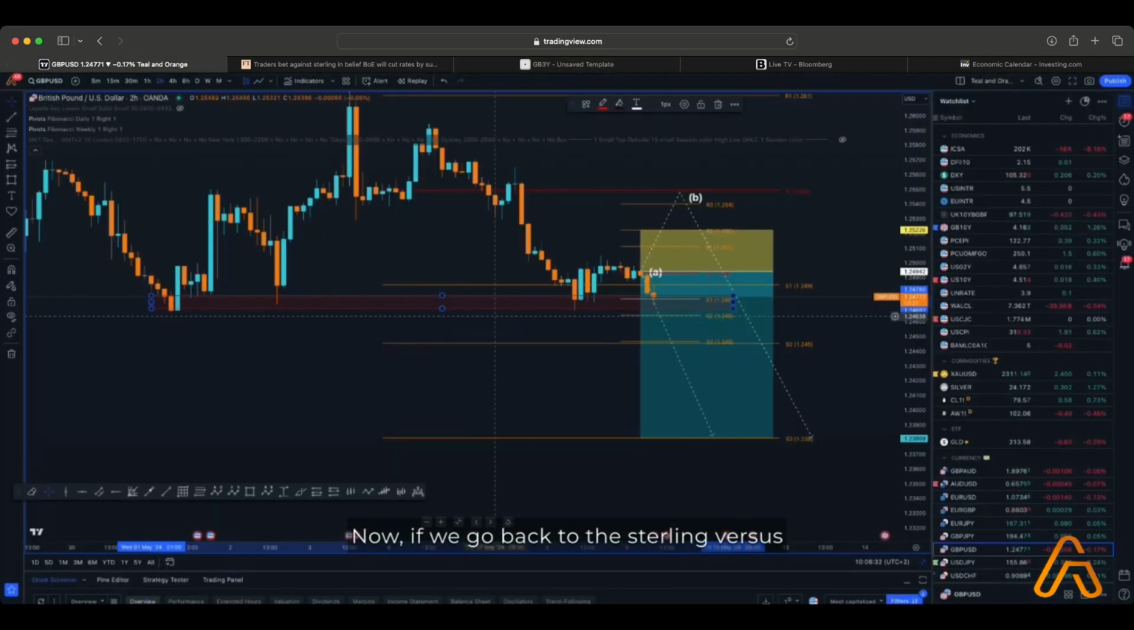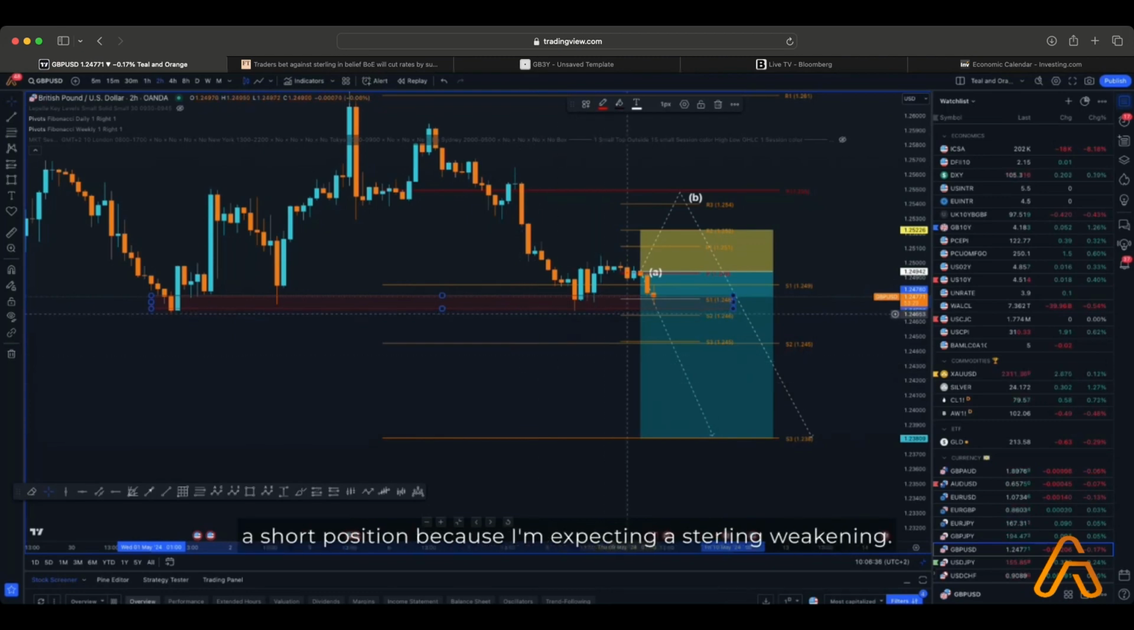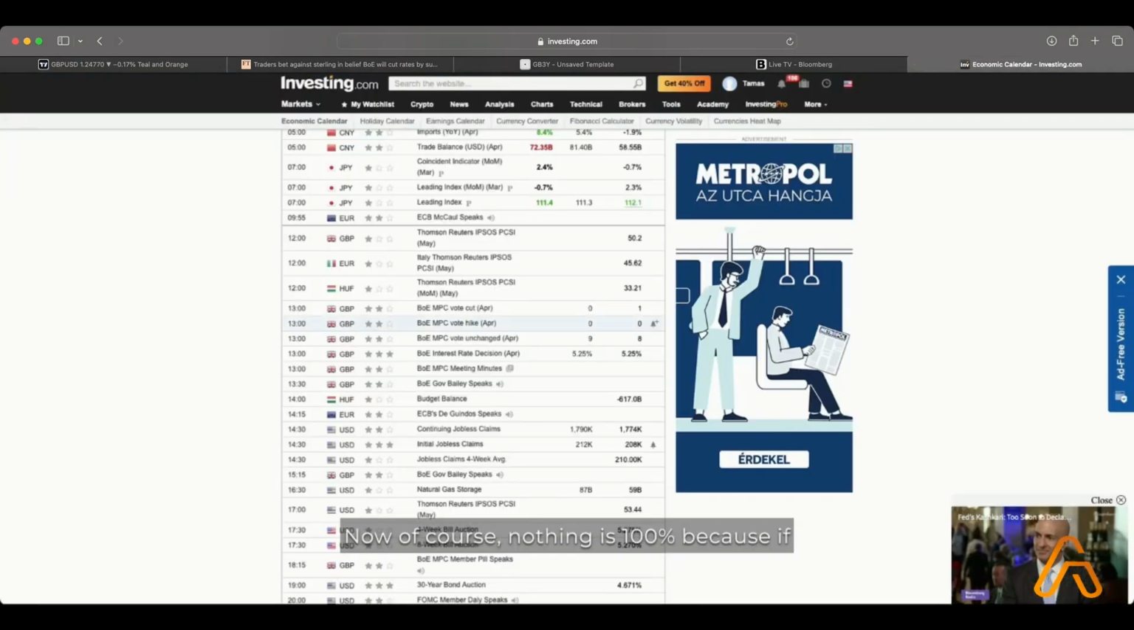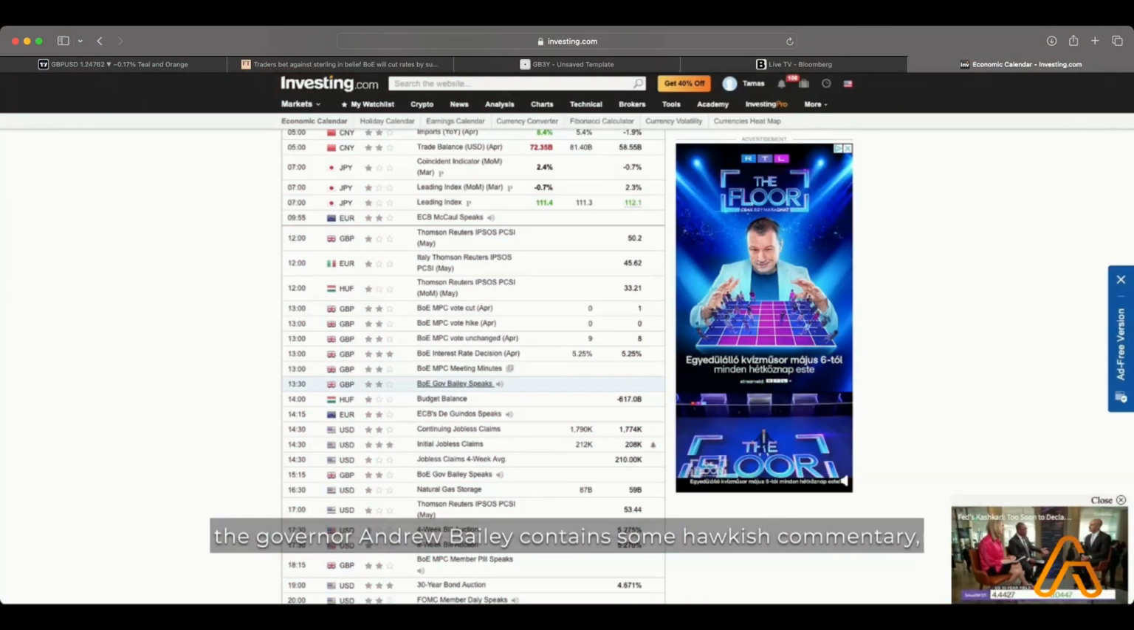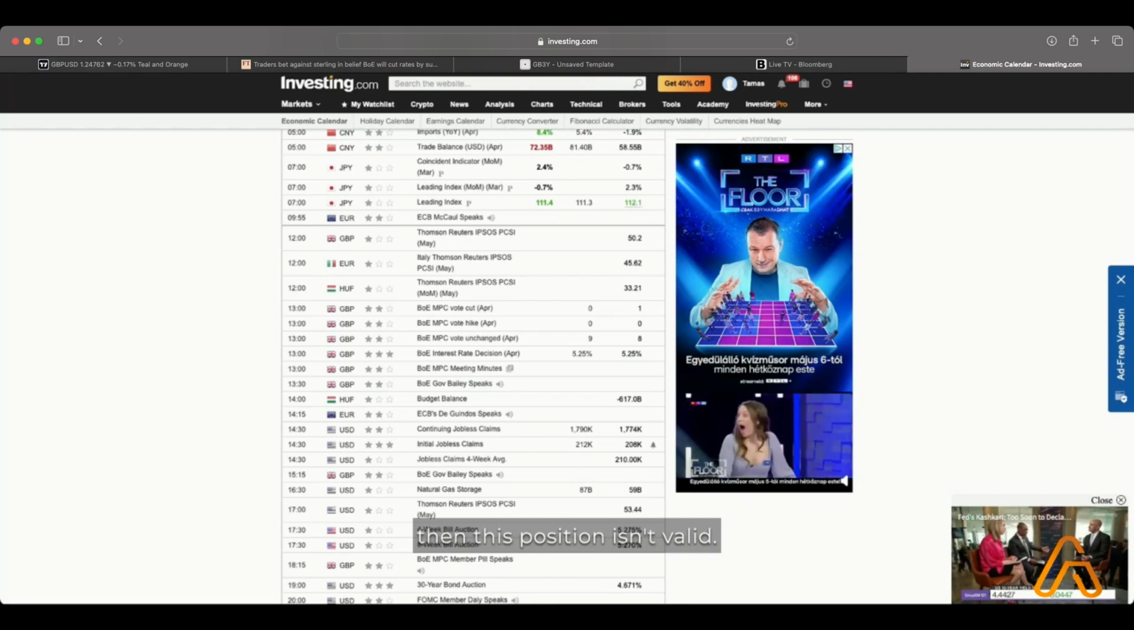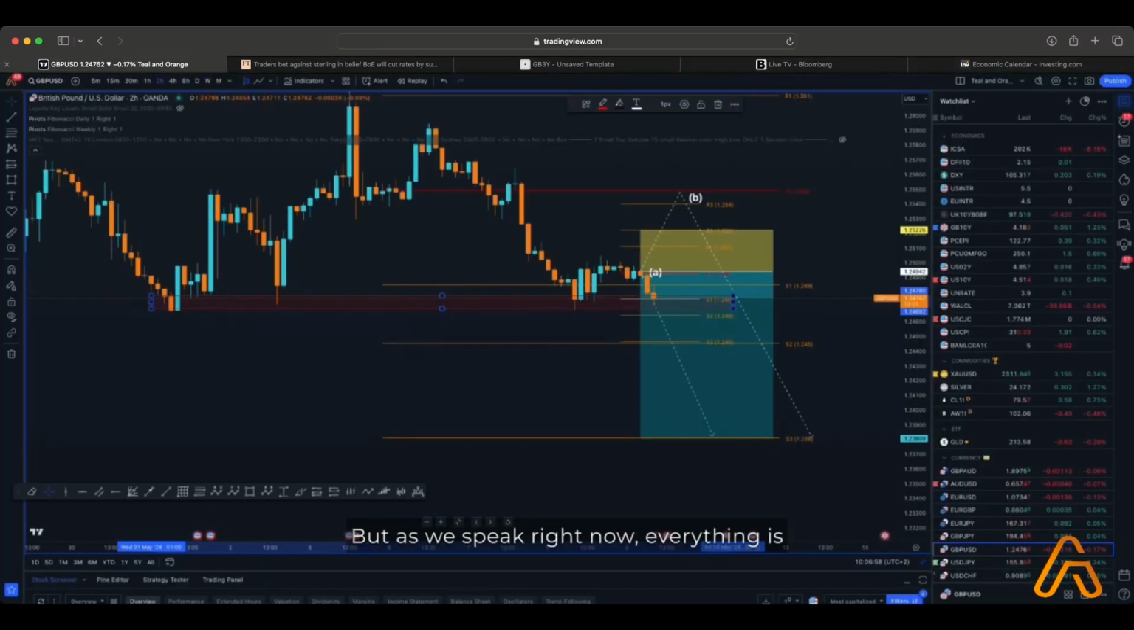Now, if we go back to the sterling versus US dollar, you can see that I'm already in a short position because I'm expecting a sterling weakening. Now, of course, nothing is 100% because if the meeting minutes or the speech of the Governor Andrew Bailey contains some hawkish commentary, then this position isn't valid. But as we speak right now, everything is set up for a nice juicy sell.